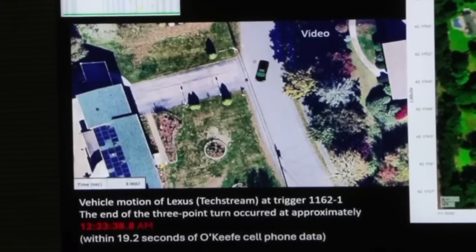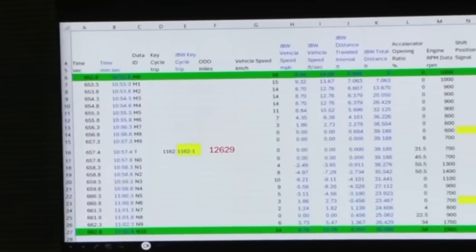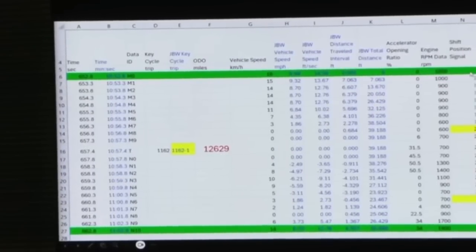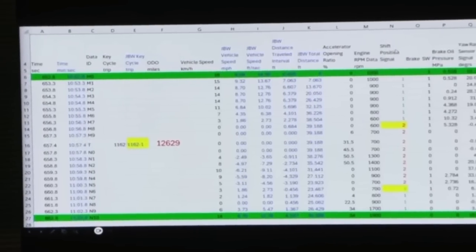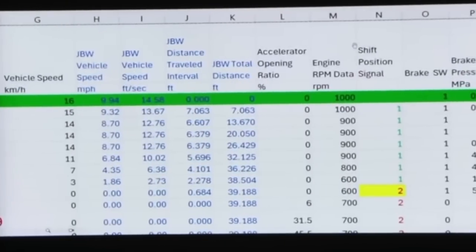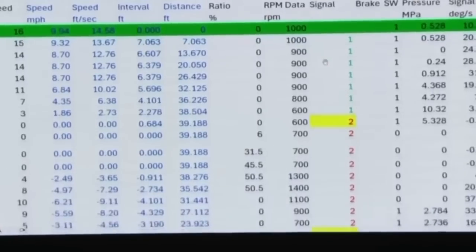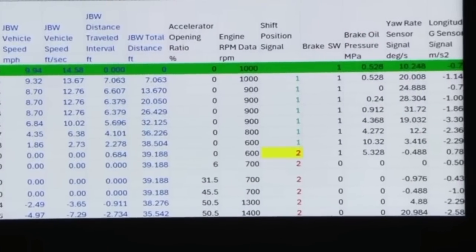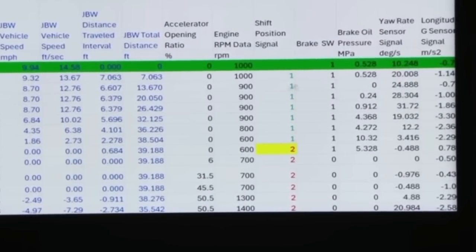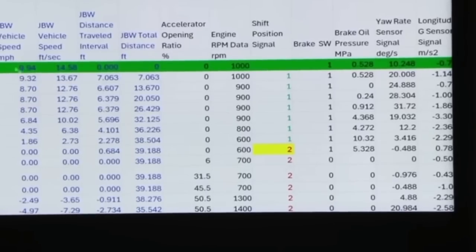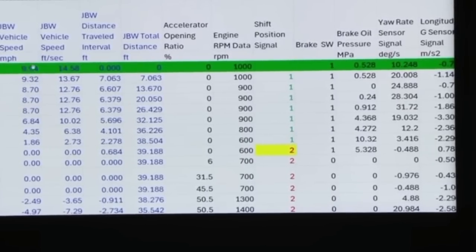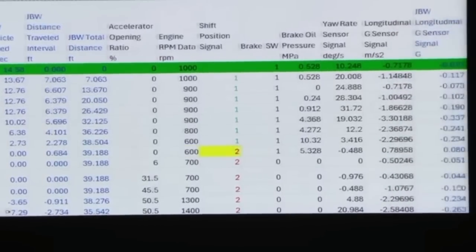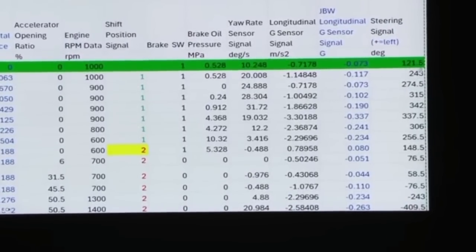Can you take us back to the data chart and show the points that you just mentioned, the turning? Where's that reflected in the data? Sure. And you'll have to enlarge that. Column N, that's the shift position. So we start off going forward right here. And you can see at the start of the simulation, we're going about 9.94 miles an hour. And then as you start a 3-point turn, in this case, if you're going to the left, you generally start with the left turn.